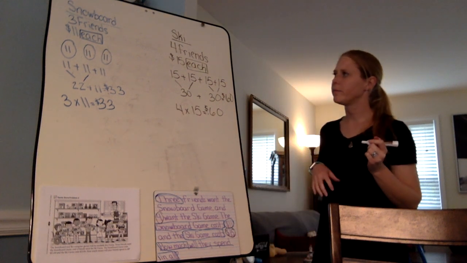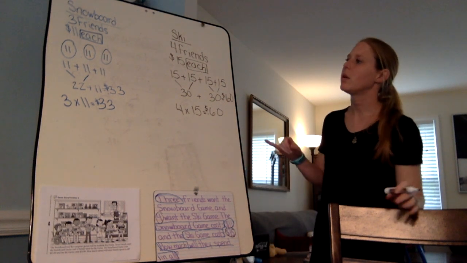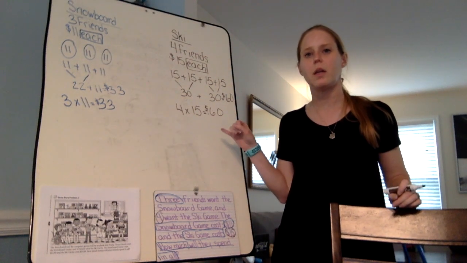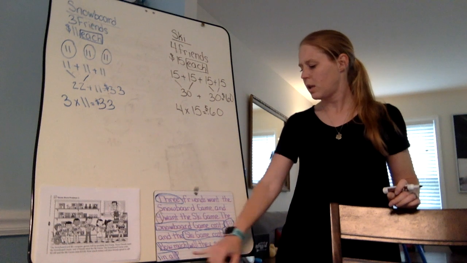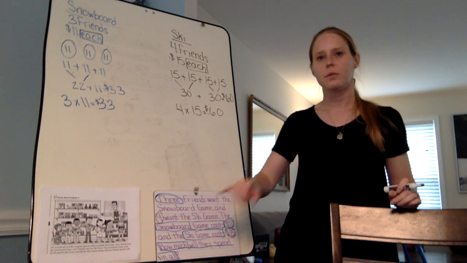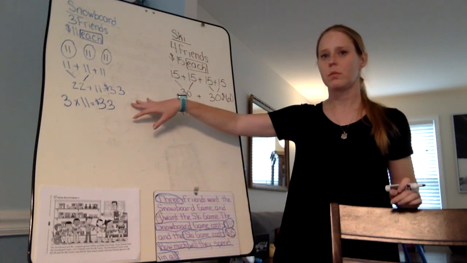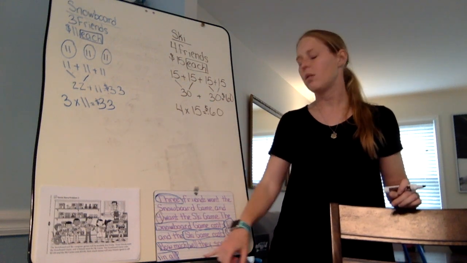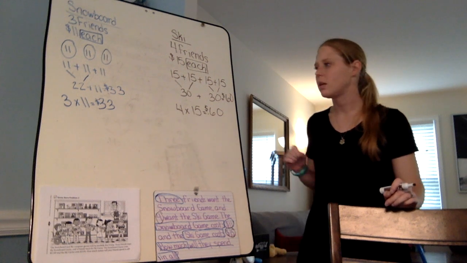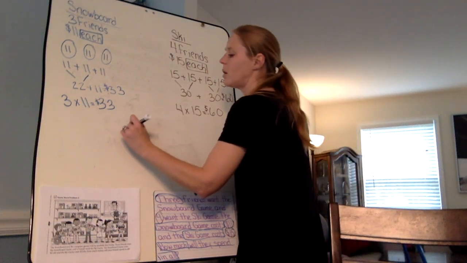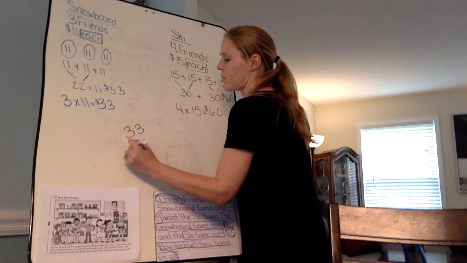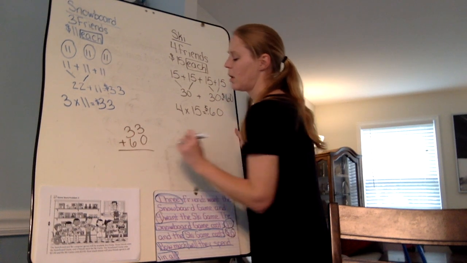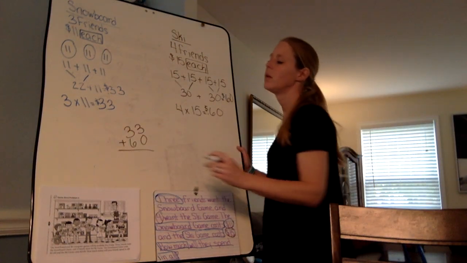But I'm not done yet, because I found the total of the snowboard game and I found the total of the ski game, but I need to find how much money they're spending in all. So I've done multiplication, multiplication, and now I'm going to take those two answers, and in all tells me I need to add. So I'm going to take that $33 and I'm going to add it to my $60. And then I can solve.